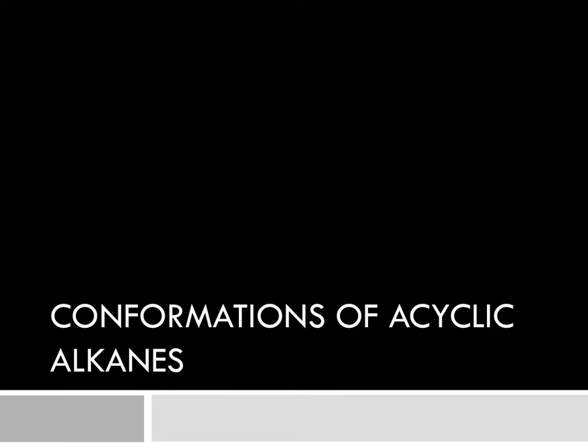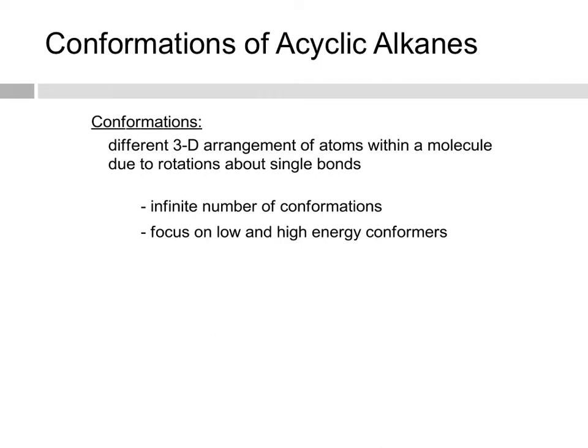This lecture is about the conformations of acyclic alkanes. Conformations are defined as different 3D arrangements of atoms within a molecule due to rotations about single bonds. This part, the rotations about single bonds, is very important. Remember that there is no bond breaking occurring, so these are not isomers of each other. They are the same compound. We are just rotating about single bonds in order to find different conformations.